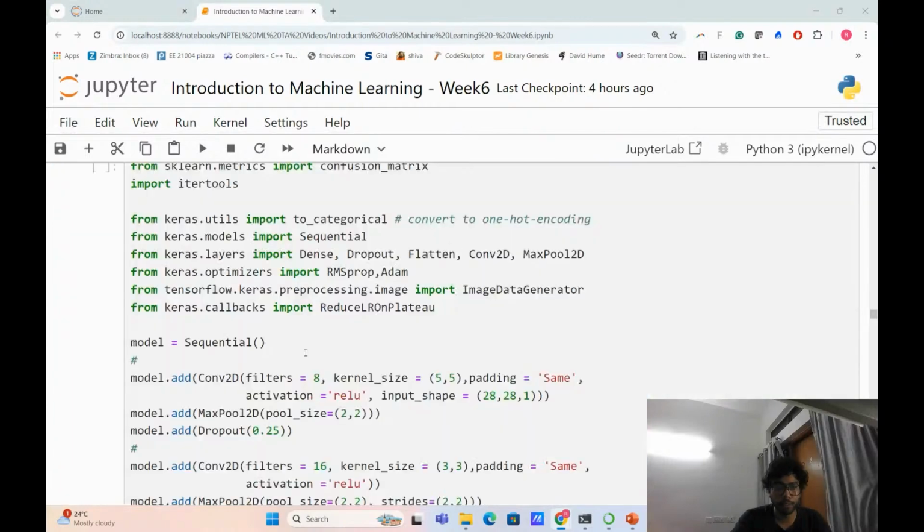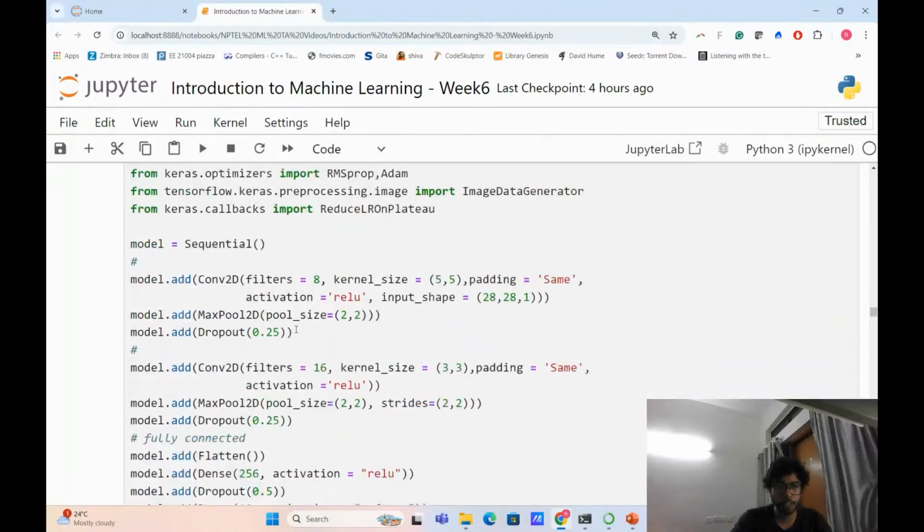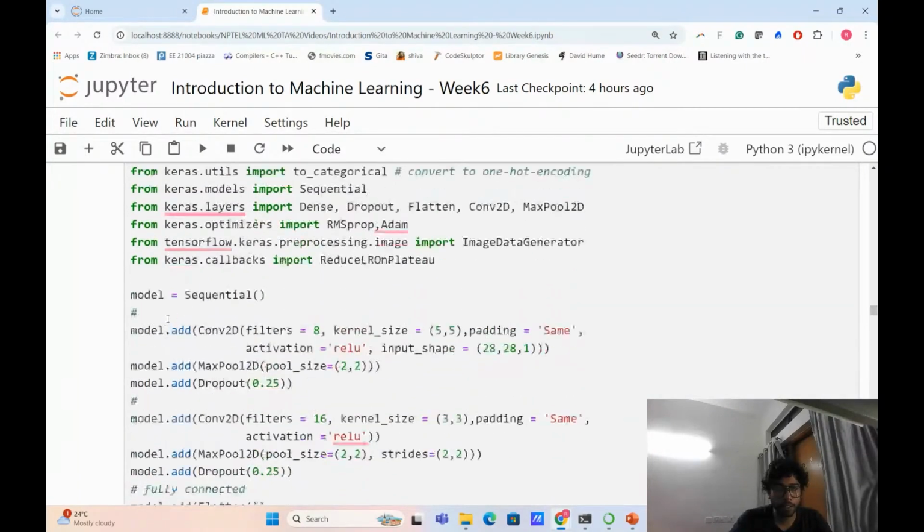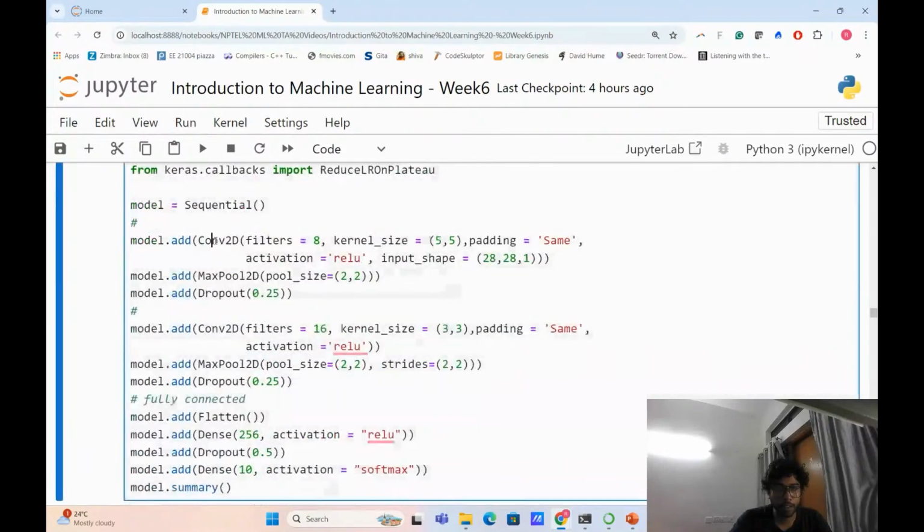Okay. So this is where we build the model, right? For example, we start with the sequential model. We add the convolution filters. Kernel size is 5 by 5. We need 8 filters. We use the ReLU activation function. Your input shape is this. And after that, you add a pooling layer, pooling size of 2 cross 2. And then you add a dropout layer.